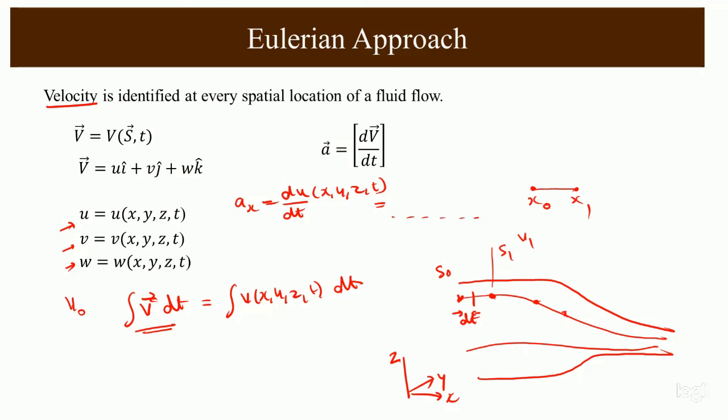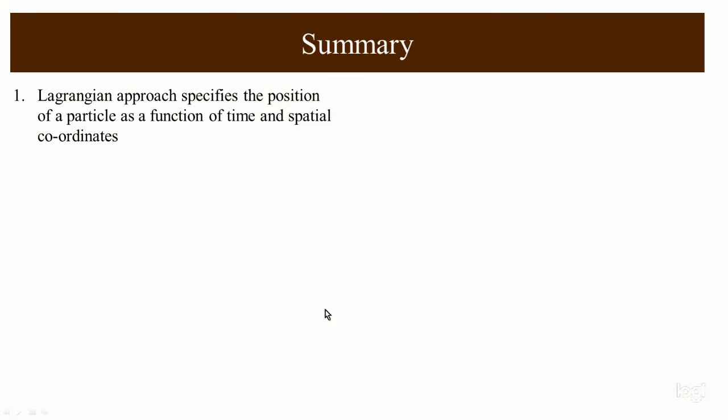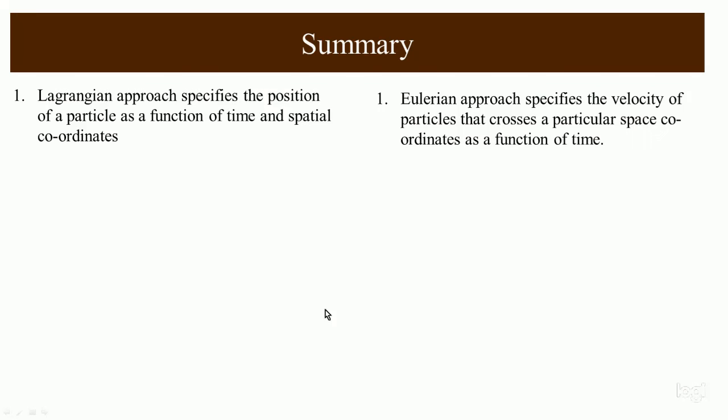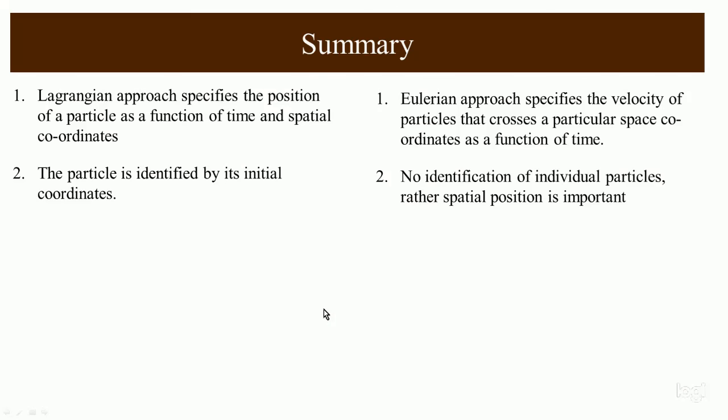The Eulerian approach is more used in the engineering field, but there are applications of the Lagrangian approach also. We will see that in the summary. The summary is like this: the Lagrangian approach specifies the position of a particle as a function of time and space, and in the Eulerian approach, velocity is specified when it crosses a particular space coordinate. So velocity is the primary thing. A particle is identified by its initial position in the Lagrangian approach. In the Eulerian approach, there is no identification of individual particles; rather, spatial position is important.